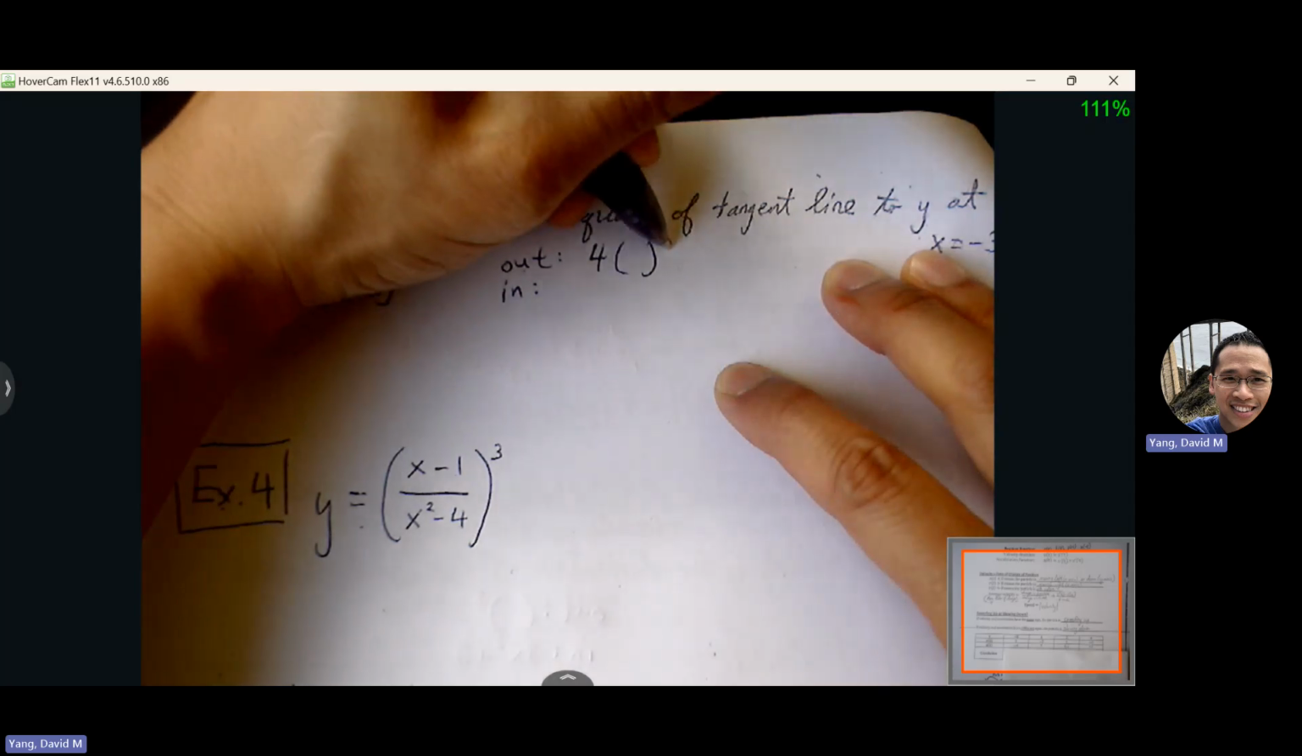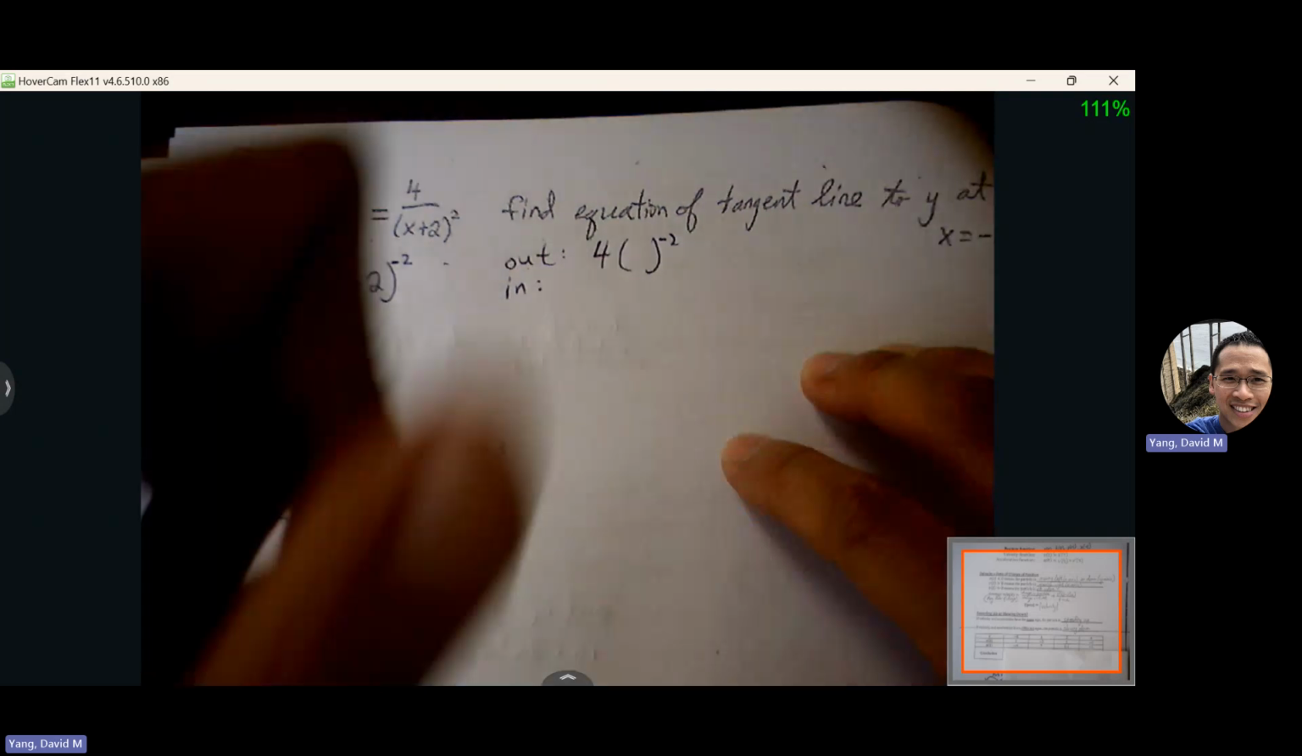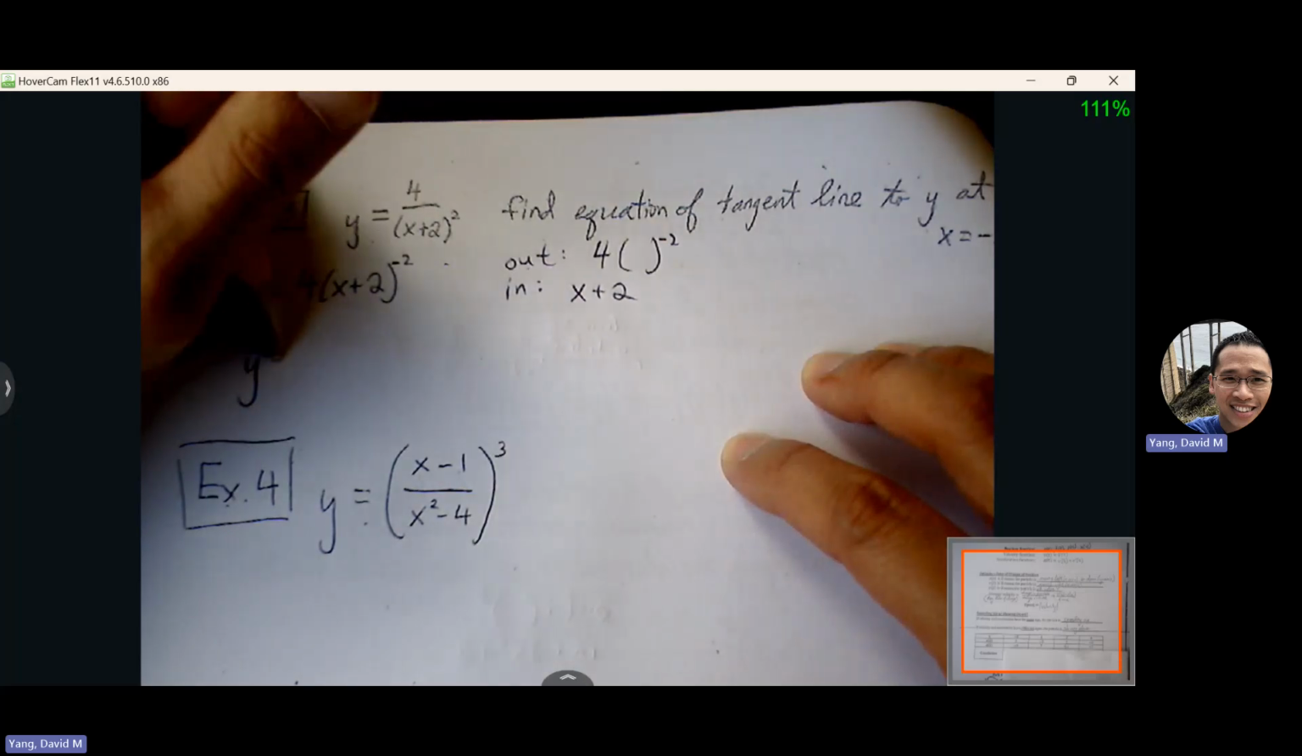Parentheses to the -2. Yep. So that's your outside component. And hopefully we can see, okay, I can just do power rule to get that derivative out of the way. And then what's my inside component? X plus 2. So we'll take turns with each derivative to build our y prime.